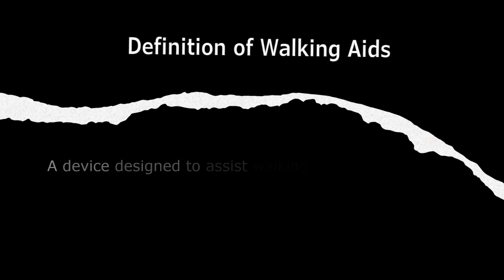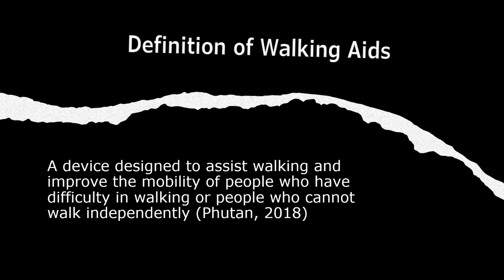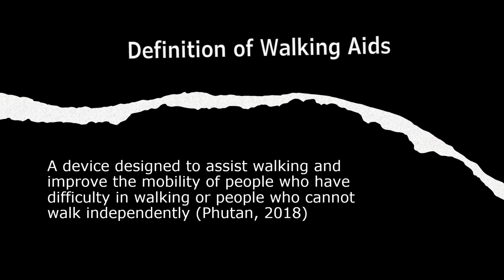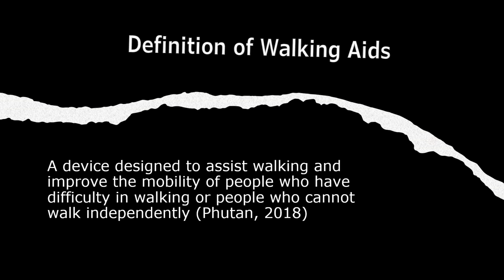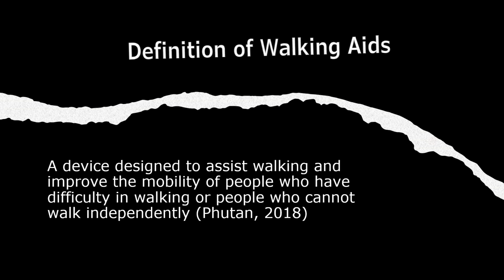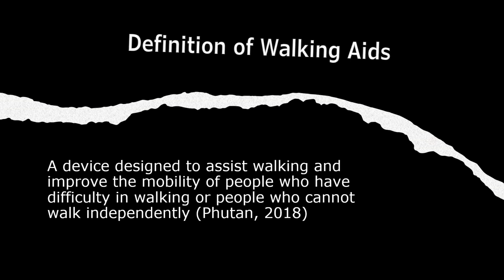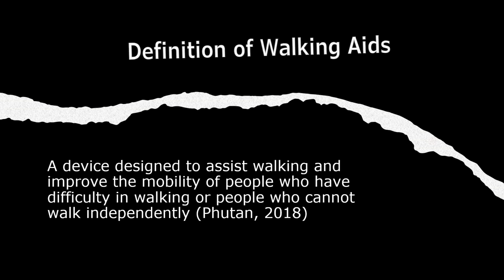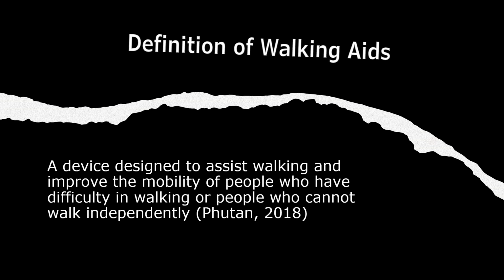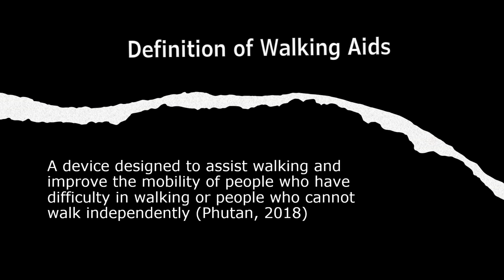Well, now how do we define walking aids? Apa sih walking aids atau alat bantu jalan itu? Fulton in 1918 defined a walking aid as a device designed to assist walking and improve the mobility of people who have difficulty in walking or people who cannot walk independently. Atau dengan kata lain, walking aids itu adalah alat yang dirancang untuk membantu orang-orang yang memiliki kesulitan dalam berjalan atau bagi orang-orang yang tidak bisa berjalan secara mandiri. Misalnya, bagi orang yang mengalami patah tulang, cedera pergelangan kaki, ataupun lansia yang memiliki gangguan keseimbangan.